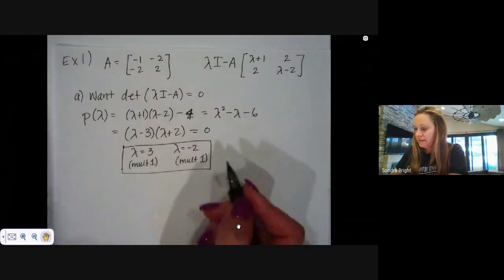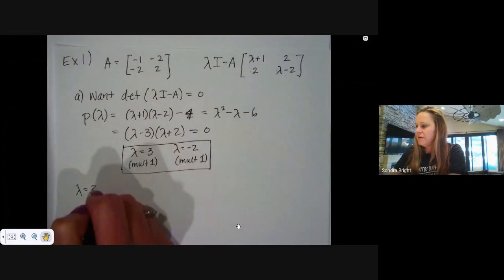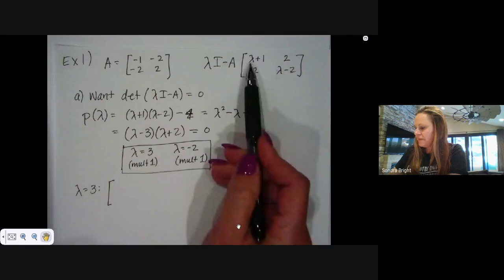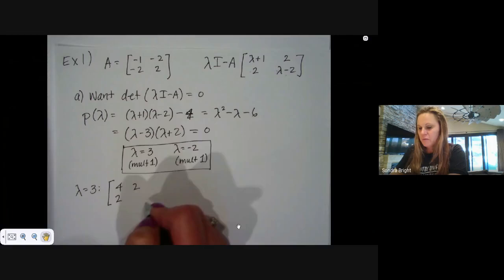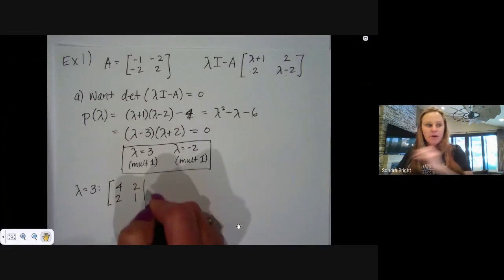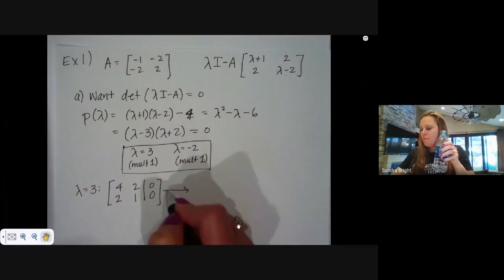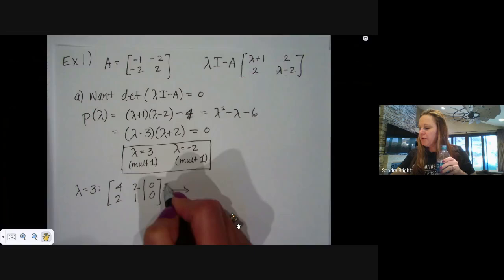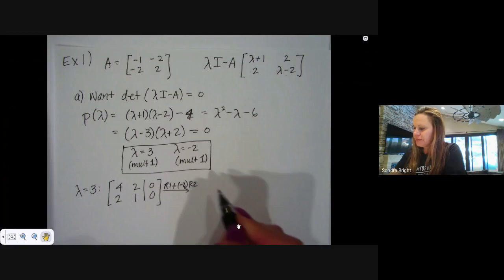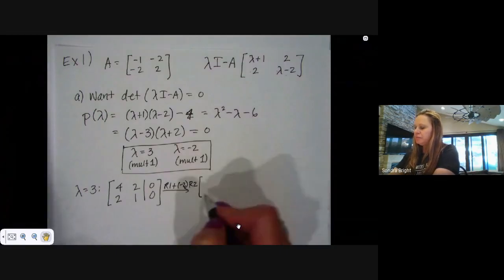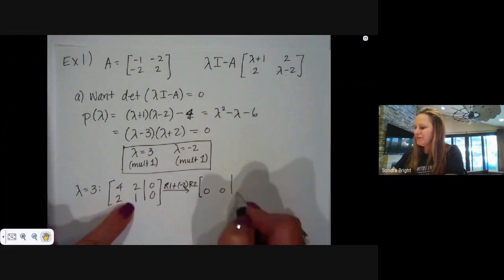So when lambda is 3, we're going to be plugging 3 into the lambda in this matrix. So 3 plus 1 will give you 4, and then it's a 2. That's a 2. 3 minus 2 will give you a 1. And we're solving when those are equal to 0. I would do row 1 plus -2 row 2 and get a 0. And then 2 plus -2 will also give you 0, and then you got a 0. So you could divide by 4.